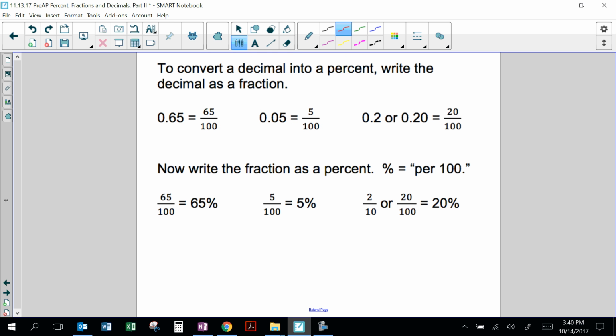So to convert a decimal into a percent, you write the decimal as a fraction. You write it in fraction form. So this is 65 hundredths, 5 hundredths, 2 tenths, which can be built by a scale factor of 10 to 20 hundredths. Now you write the fraction as a percent. So you stick a percent sign afterwards, and that's how you do it.